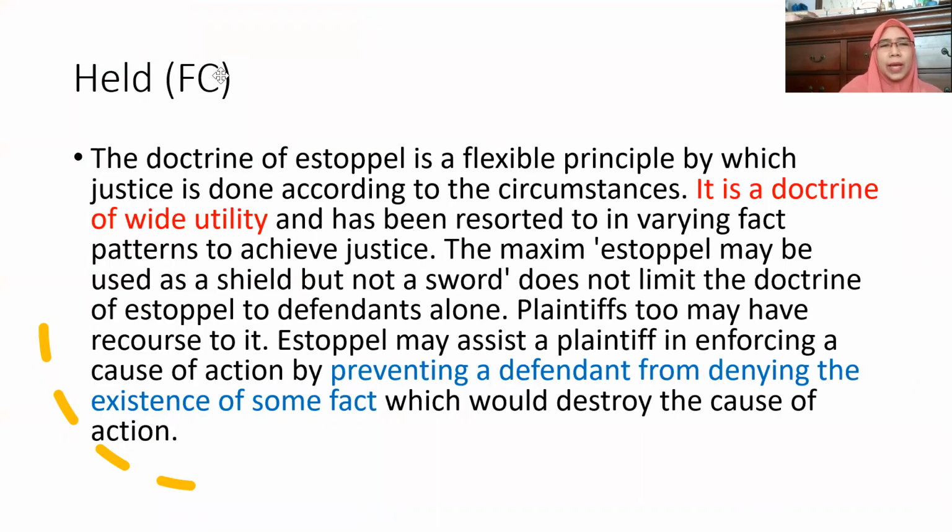The court held, and this is the actual wording, sorry that it is too wordy, but maybe we focus on certain words here. The federal court made it clear that the doctrine of estoppel is a flexible principle by which justice is done according to the circumstances. It is very flexible, and the purpose is to uphold justice. It is a doctrine of wide utility. You can read in between. And the last part here: estoppel may assist a plaintiff in enforcing a cause of action. How does it work? By preventing a defendant from denying the existence of some fact which would destroy the cause of action.